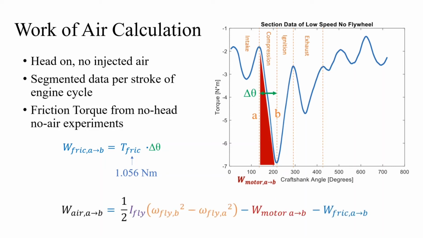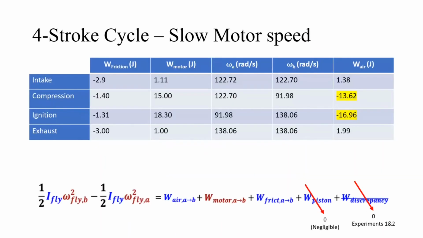And by solving that last equation, we can find the work of air, since we now have work of motor and work of friction. I-fly was found during the first week as well, and we have that value, and angular velocity for point A and point B can be found from some of the data that we read during the actual engine cycle. Let's take a look at some of the numbers that we have.